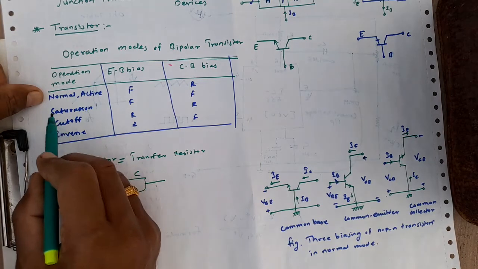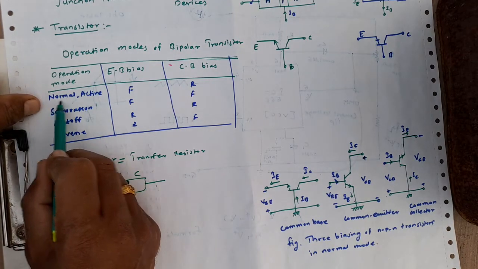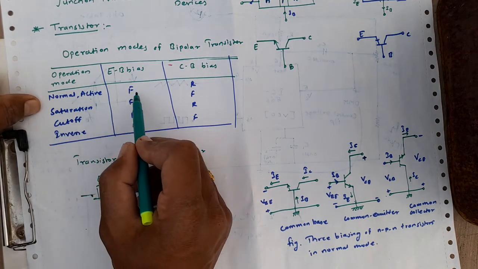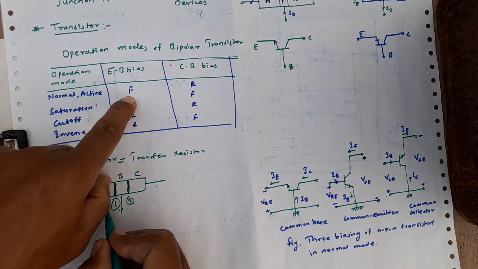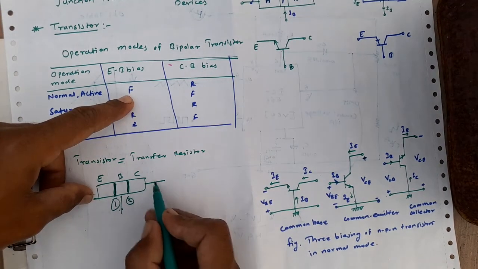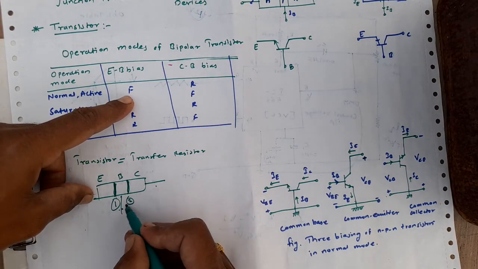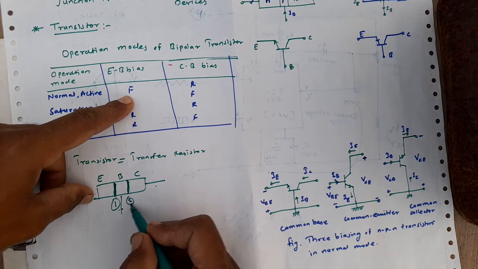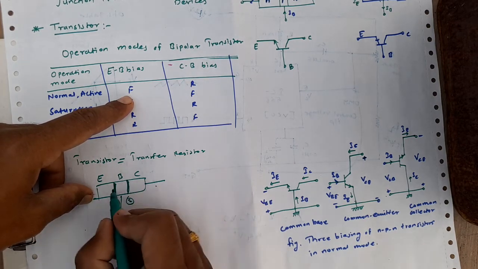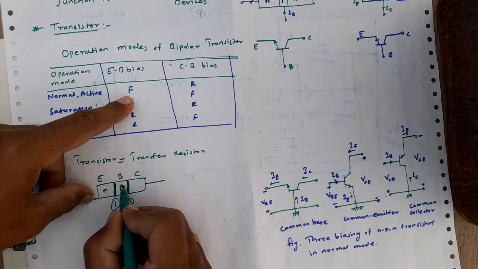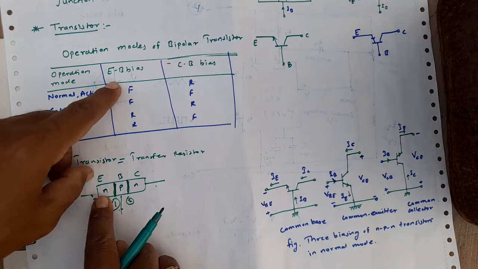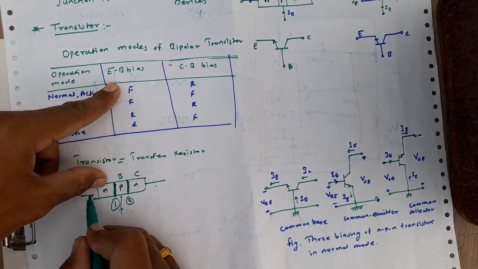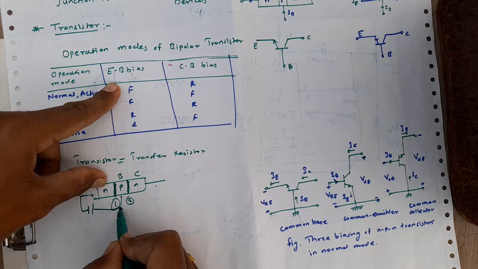Now if we want the transistor to be in the normal active mode, then the EB junction, emitter base junction, should be forward biased, and the CB junction, collector base junction, has to be reverse biased. Suppose we consider the NPN transistor. The EB junction has to be forward biased, which means the negative supply is connected to the N side, and the positive supply is connected to the base.